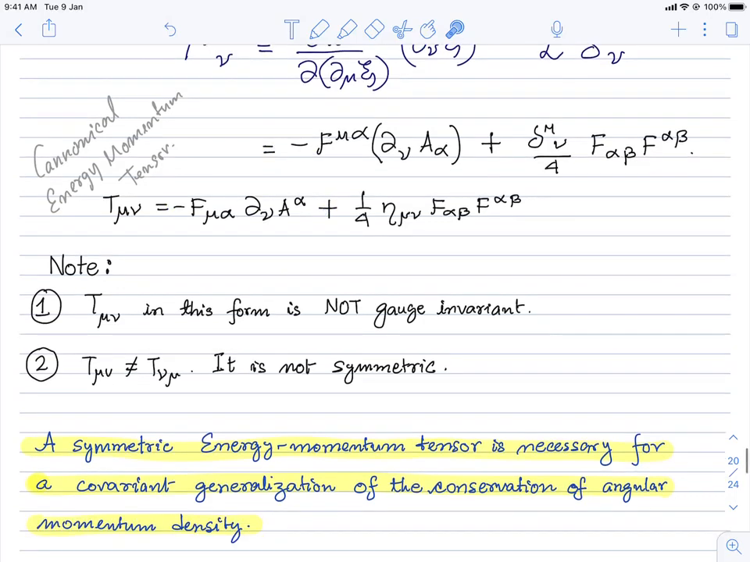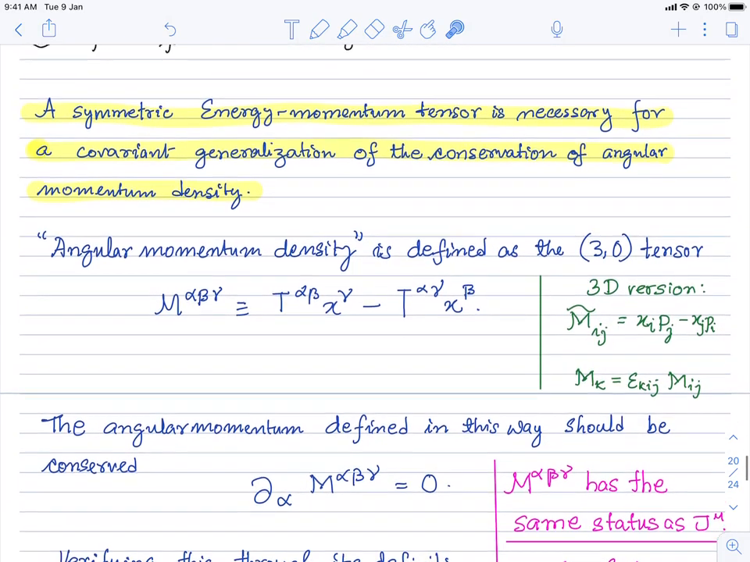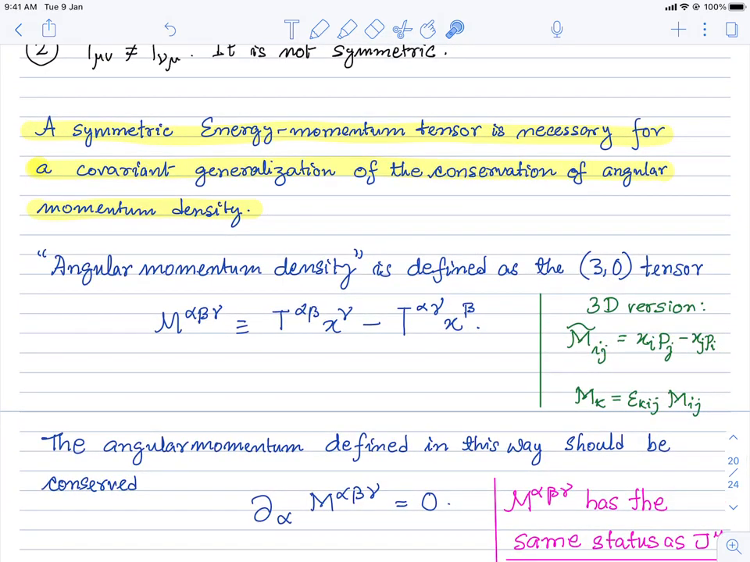Now why is the second thing a problem? If you write down an energy momentum tensor which is not symmetric, why is this a problem? To understand that, we have to understand that there's a corresponding angular momentum density that one can define out of the energy momentum tensor, and that has to be a conserved quantity. You define the angular momentum density by taking beta and gamma and anti-symmetrizing them, as I've written it here.